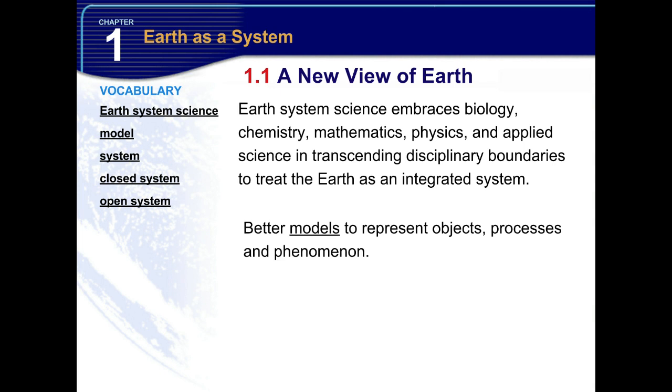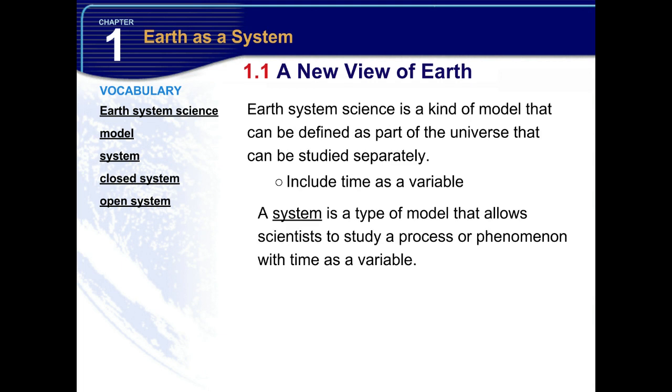Now, better models to represent objects and processes and phenomena are a goal of the new view of Earth. Earth system science is a kind of model that can be defined as a part of the universe that can be studied separately, including time as a variable. A system is a type of model that allows scientists to study a process or phenomenon with time as a variable.